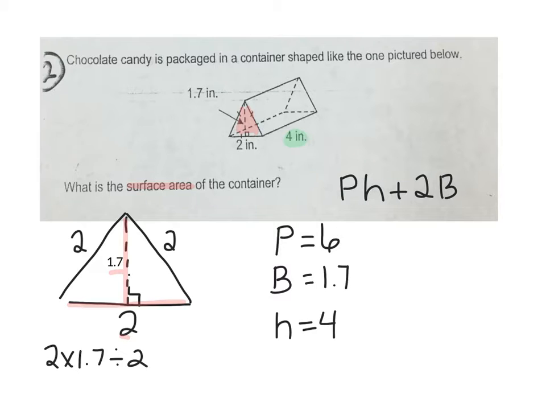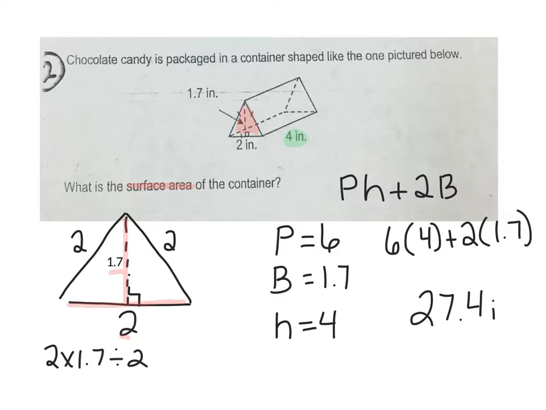Now we can put it into our formula. 6 times 4 plus 2 times 1.7. That's what you'll get: 27.4 inches squared.